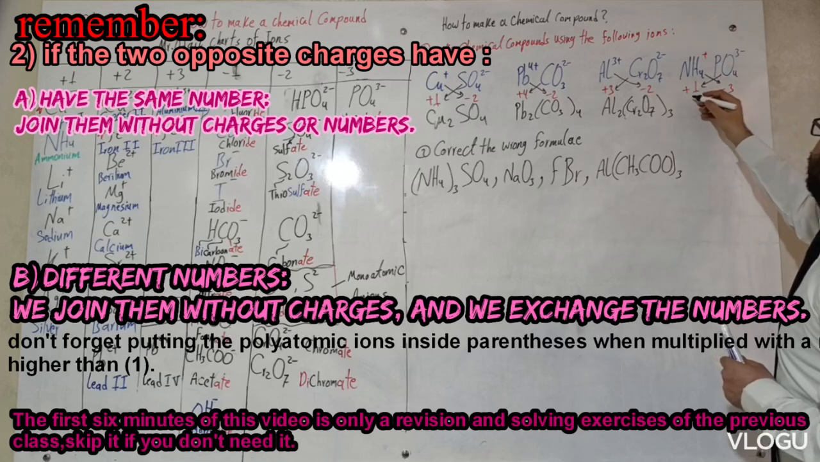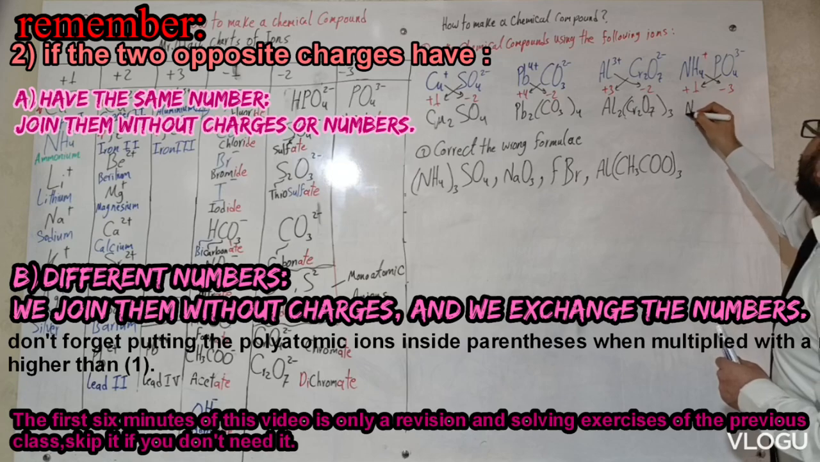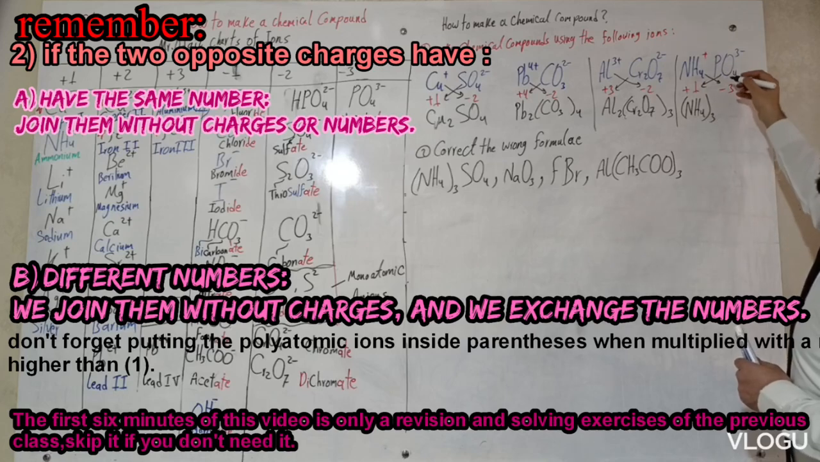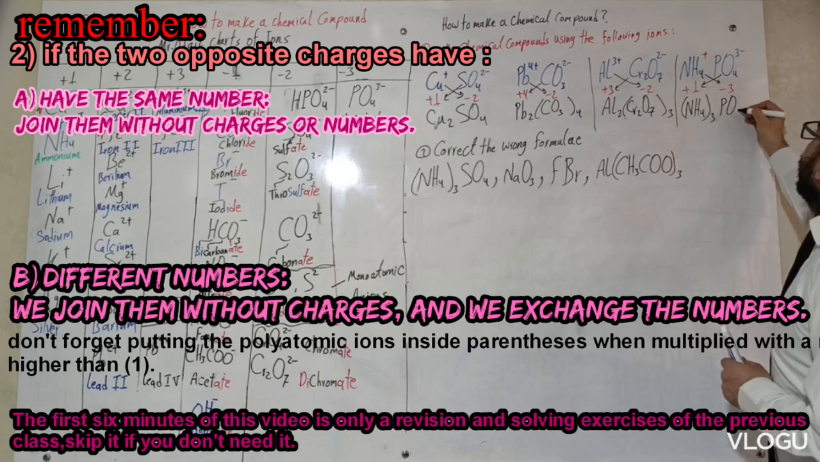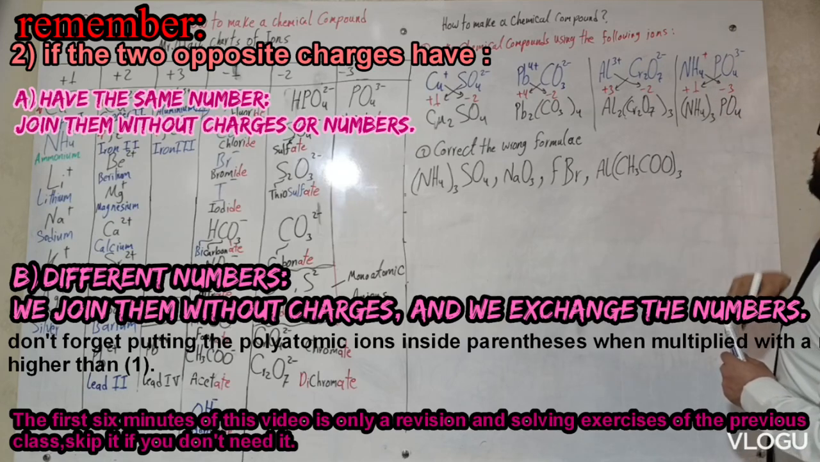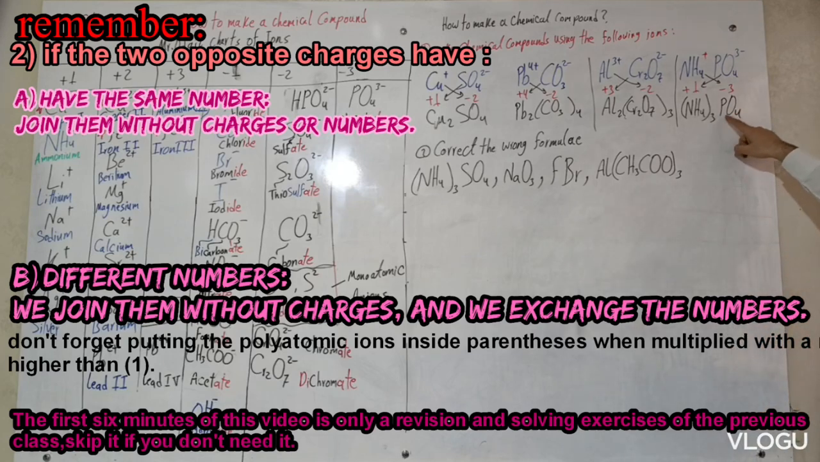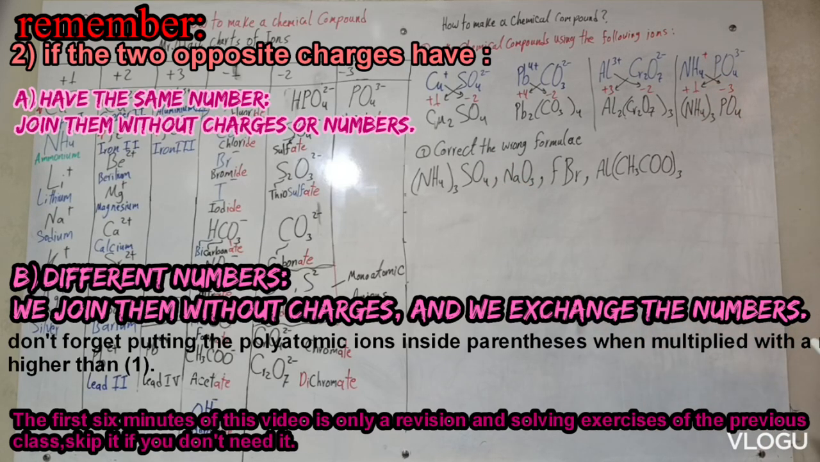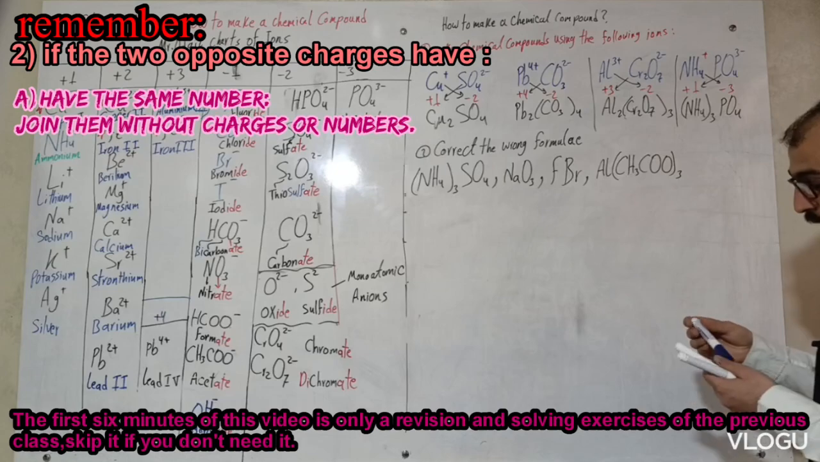Then, my friends, I write here, this is NH4, should be into parentheses 3, and PO4, my friend, which is a polyatomic ion, doesn't need parentheses because it's multiplied with 1. Now, here, my friends, correct the wrong formula.